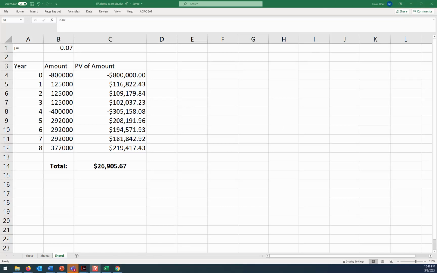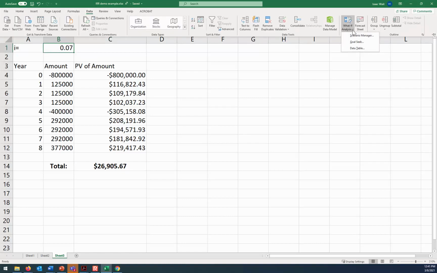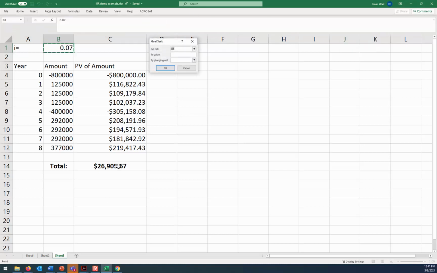Okay, so it says use goal seek to find the value of the internal rate of return. All right, so what we want to do here is make it so that there's some interest rate that makes the total equal to 0. So here on the Home tab, click to Data, What If Analysis, Goal Seek. And our objective is that the total should be equal to a value of 0 by changing the interest rate.